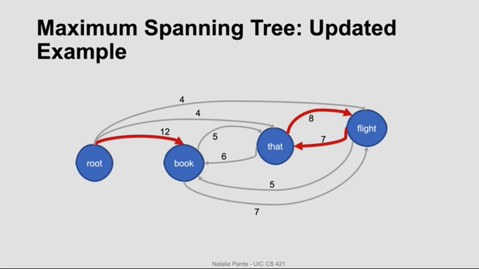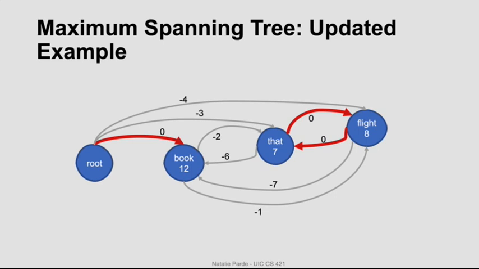This means that for all of the incoming edges to book, now we'll need to subtract a value of 12. For all of the incoming edges to that, we'll need to subtract a value of 7. And for all the incoming edges to flight, we'll need to subtract a value of 8. So we'll end up with new edge weights that look like what you see here. The edges we selected have costs of 0, and the other edges have negative costs.